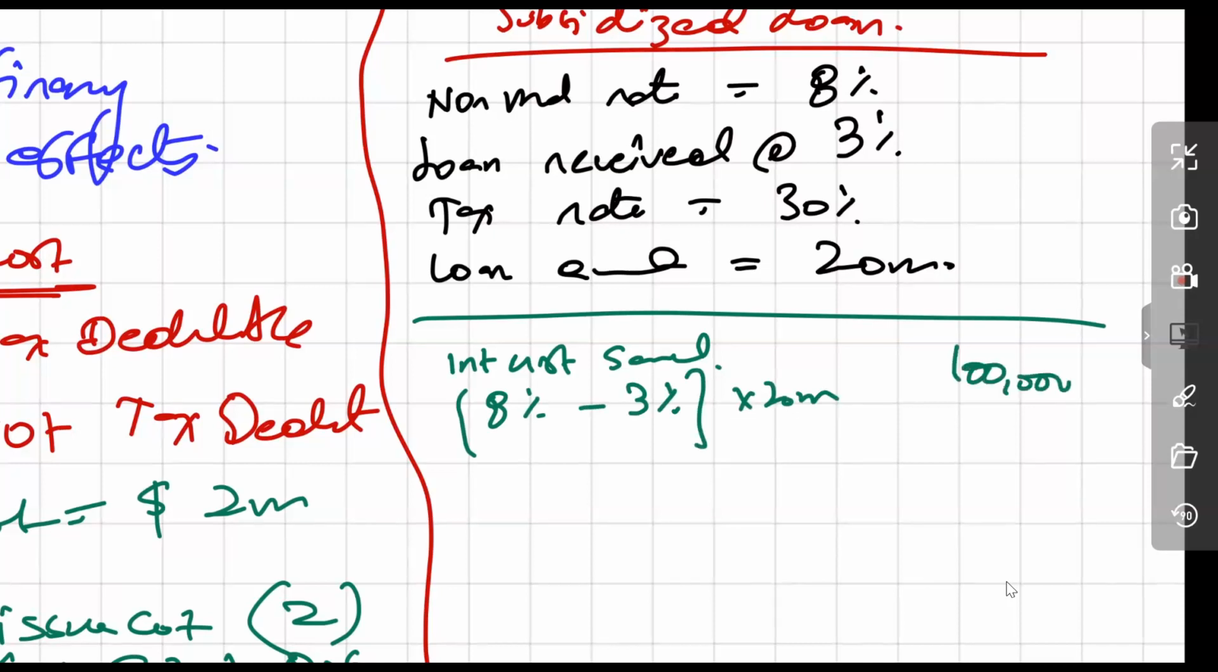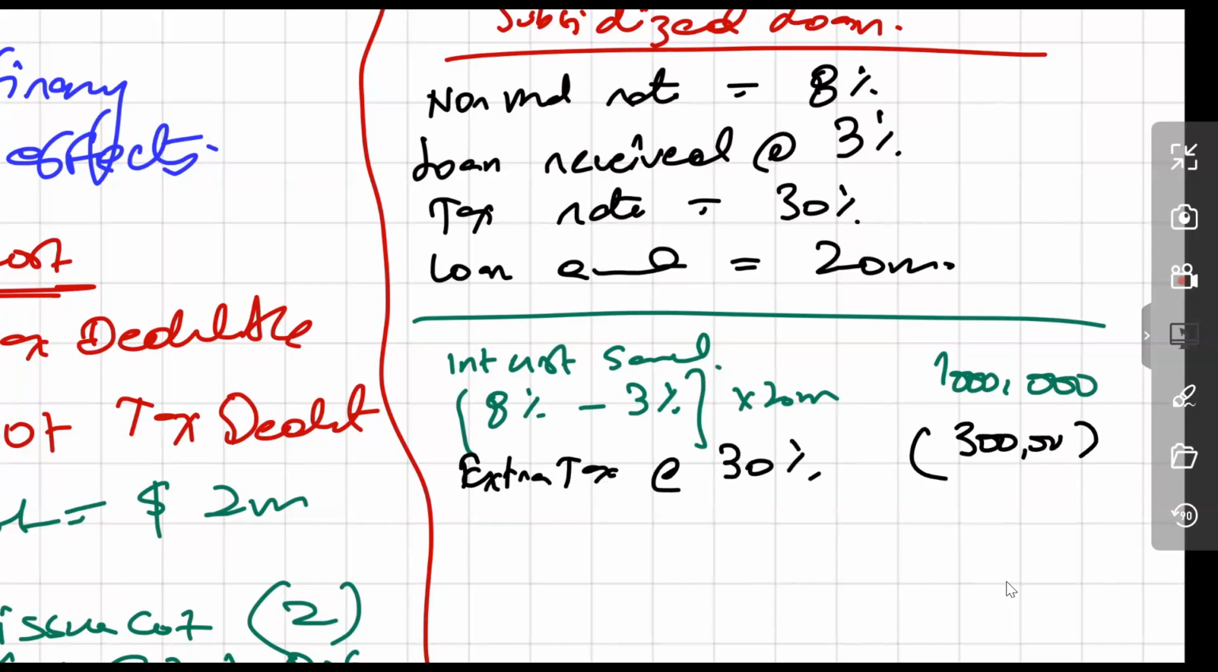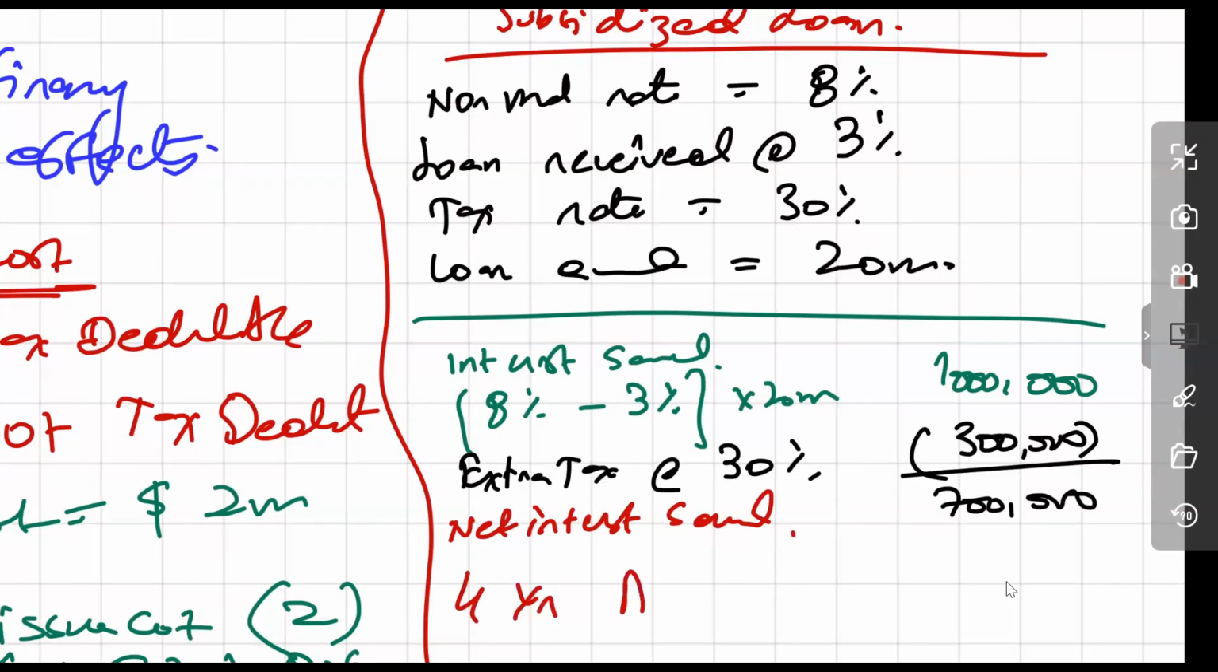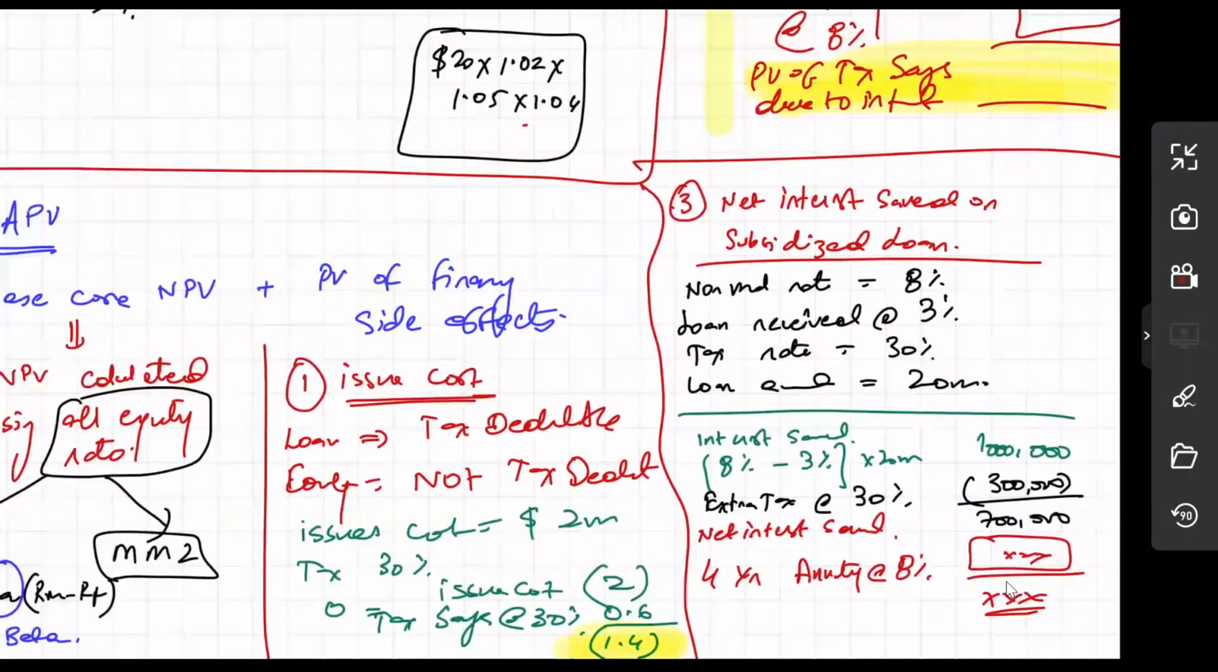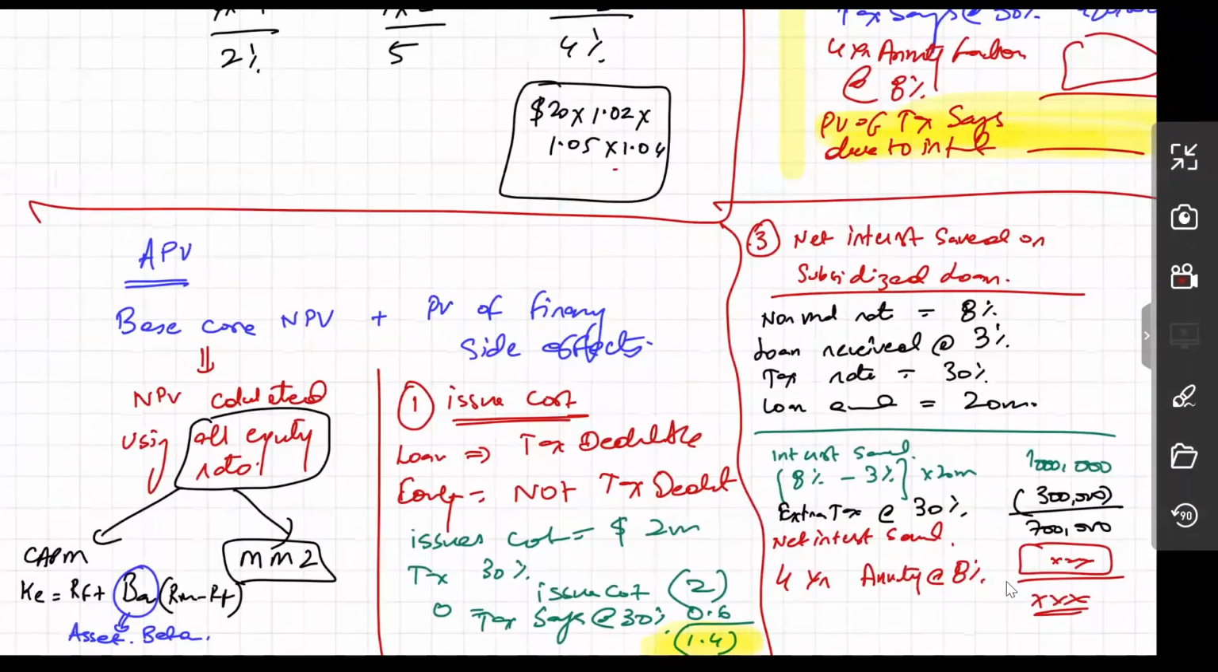gives you 1 million. Sorry, 1 million. You would say extra tax at 30%, so $700,000 is the net interest saved, and then you would apply the 4 year annuity at 8%. Resultingly, you would end up getting the present value of financing side effects. Does it make sense now?